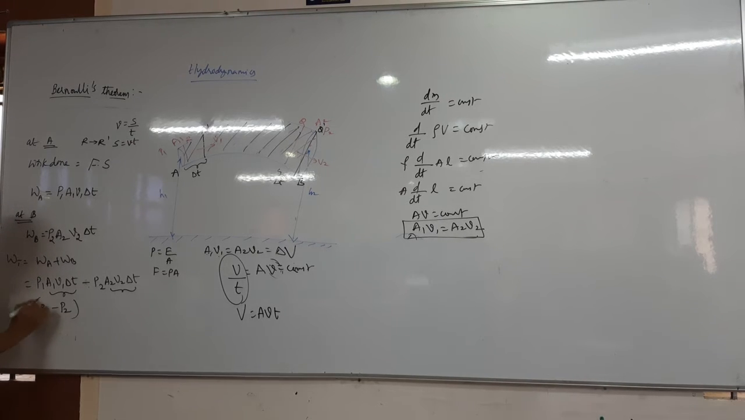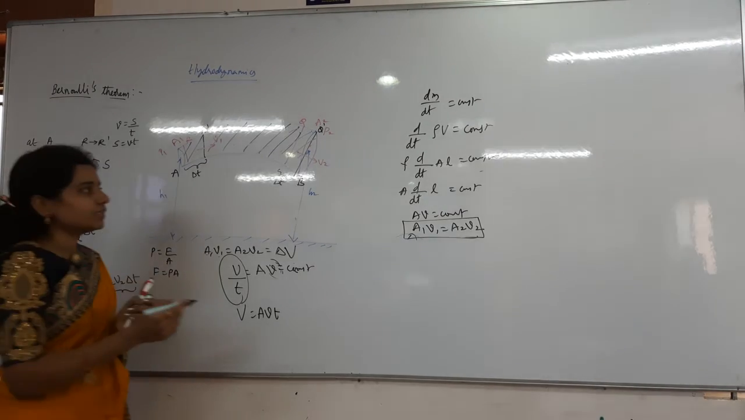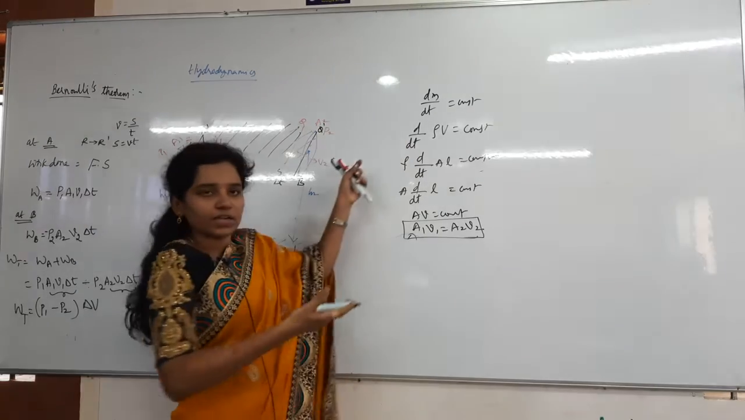P1 minus P2, into delta V, that is the total work done. The total work done is equal to A1 V1 delta T and A2 V2 delta T. A into V into delta T is known as the volume for us. So we have already seen this in the equation.